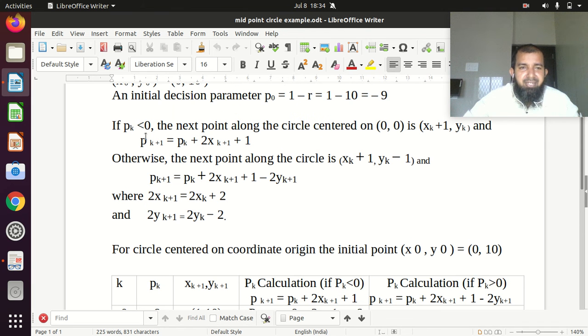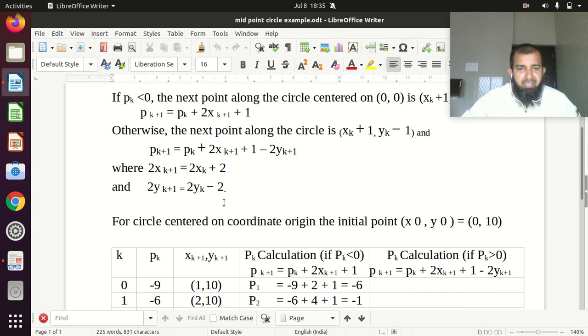Okay, based on this condition, we apply these formulas. If pk is less than 0, x value gets incremented, y remains same, and the next decision parameter is pk plus 2xk plus 1 plus 1. If it is greater than or equal to 0, then x value gets incremented, y value gets decremented, and the decision parameter is pk plus 2xk plus 1 plus 1 minus 2yk plus 1. Here 2xk plus 1 means 2xk plus 2, and 2yk plus 1 means 2yk minus 2. Based on this we calculate.